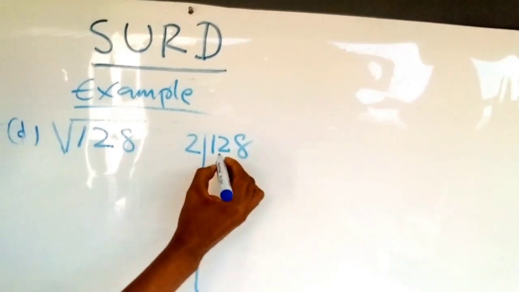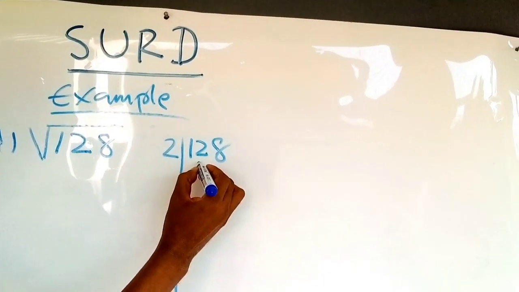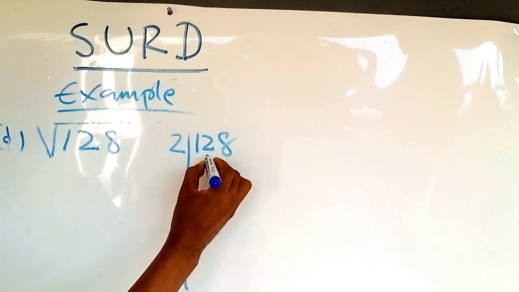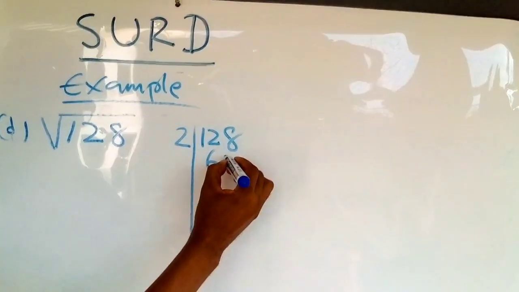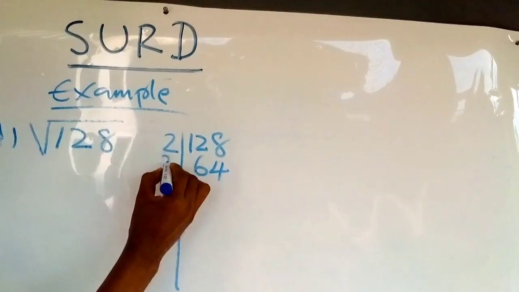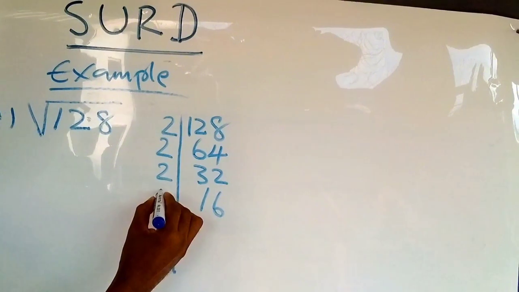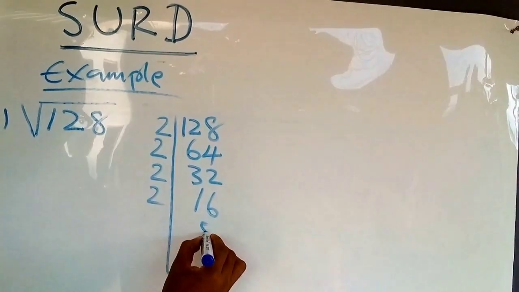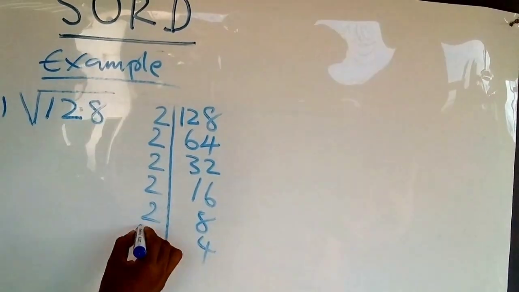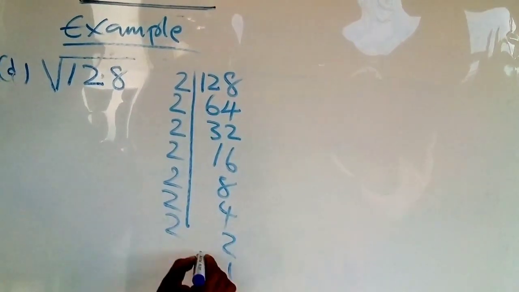2 divides 128, 64. 2 divides 64, 32. 2 divides 32, 16. 2 divides 16, 8. 2 divides 8, 4. 2 divides 4, 2. 2 divides 2, 1.